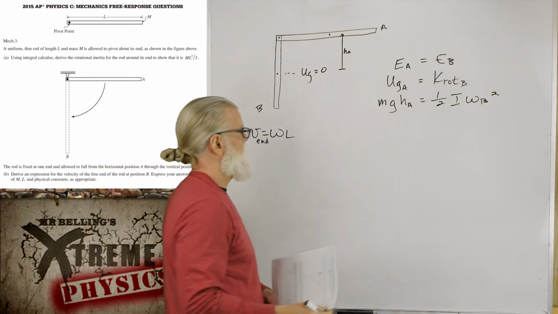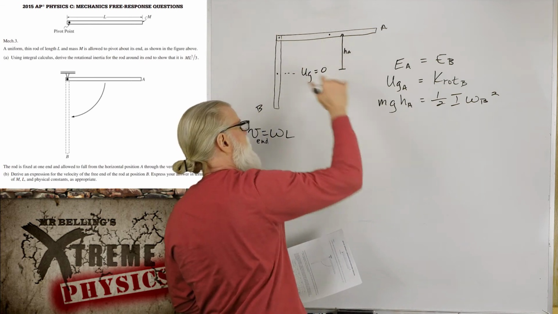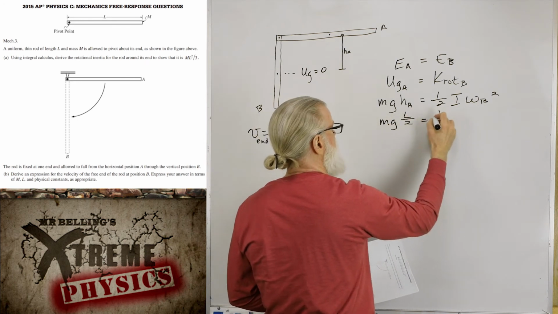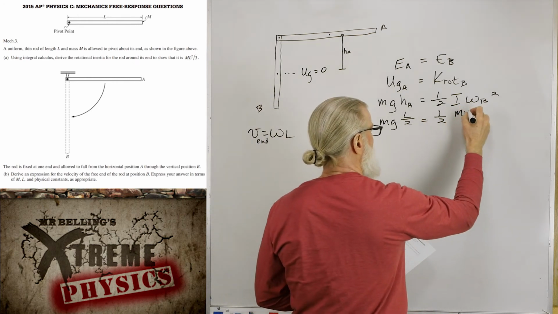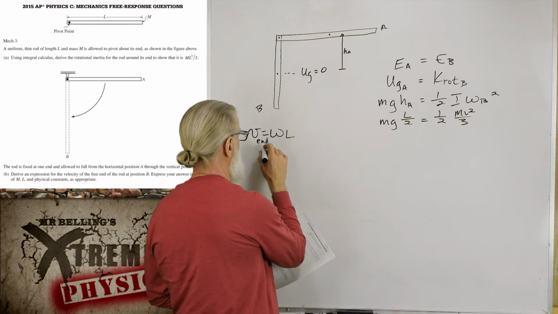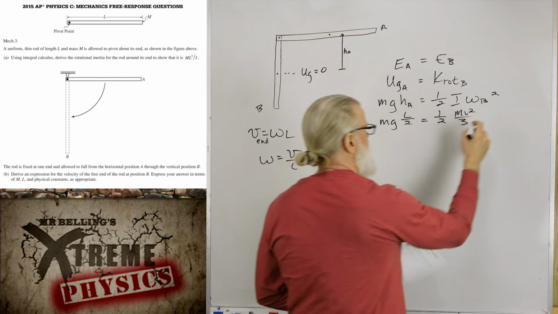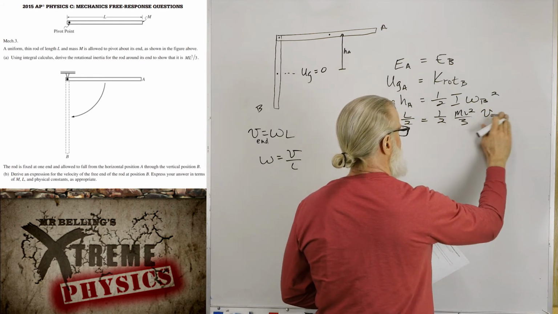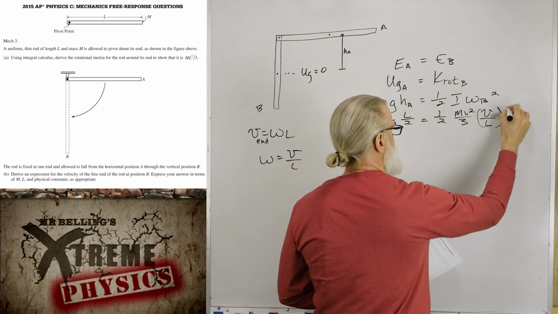All right. Well, h_A, this is L, this is L over 2. So this is mgL over 2 equals 1/2. What did we say that was? ML squared over 3. And we know that omega equals v over L. So we go v at the end. I just put v. v over L squared.